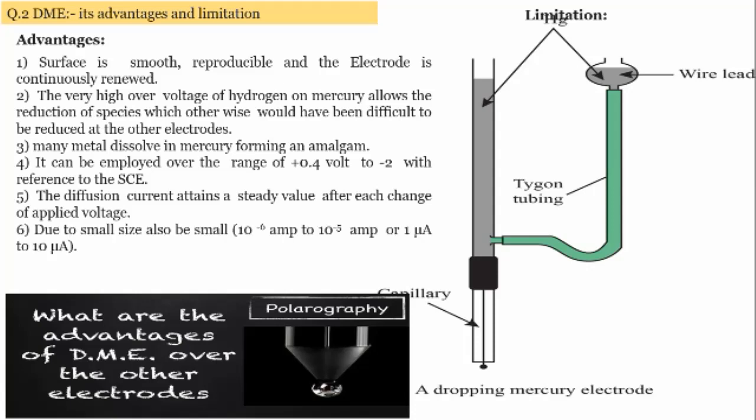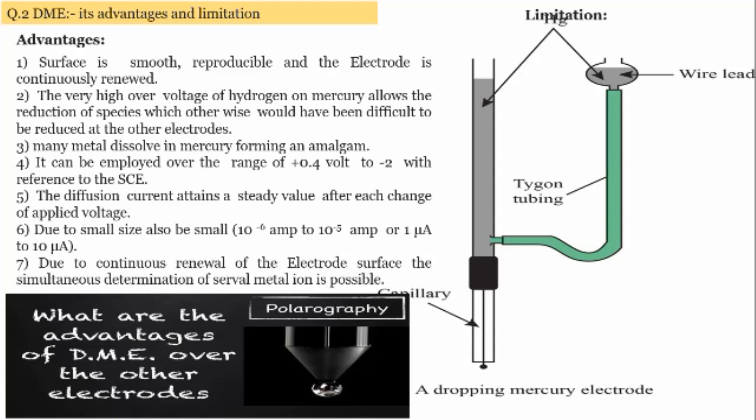Due to the small size, the current is also small, 10 raised to minus 6 ampere to 10 raised to minus 5 ampere, or 1 microamp to 10 microamp. This is the range. Then, due to continuous renewal of the electrode surface, simultaneous determination of several metal ions is possible. Then what are the limitations?